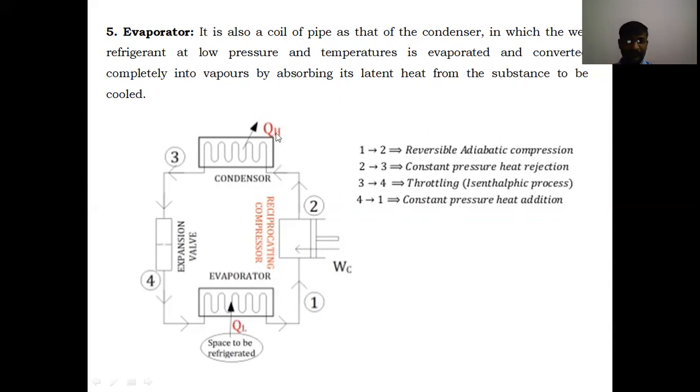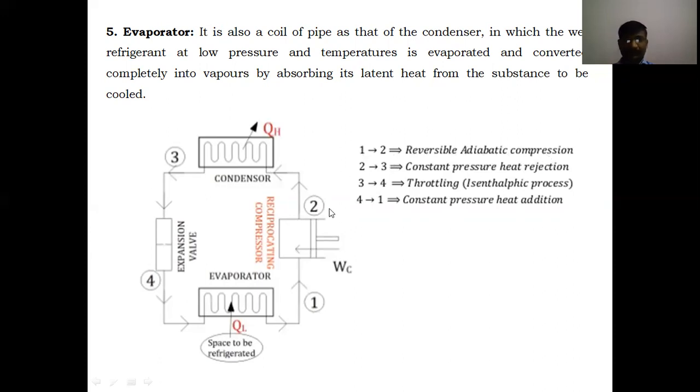Okay, at low temperature, high temperature. Clear? This is the cycle. 1-2 is the reversible adiabatic compression. This 1-2 occurs in the compressor. This compression process is reversible adiabatic compression, or isentropic compression.